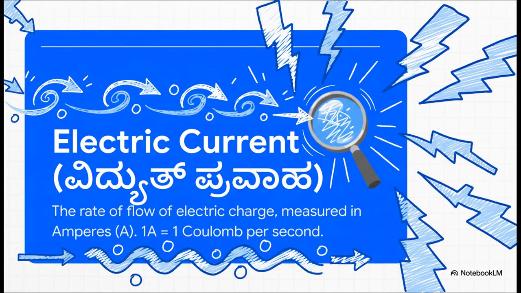Okay, so what happens when those little charges, those drops of water, start to move? Well, that's what we call electric current, and we measure that in amperes, or amps. And our note here explains it perfectly. 1 amp is simply 1 coulomb of charge flowing past a certain point every single second. So it's not just about having the charge, it's all about how fast it's flowing.